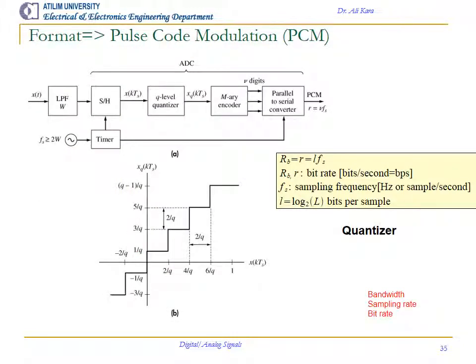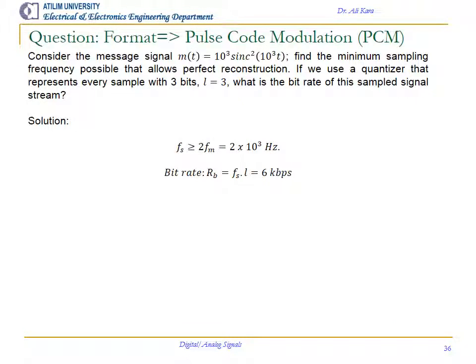Format: pulse code modulation, PCM. Here is a block diagram of an analog to digital converter. Question: format: pulse code modulation, PCM. Consider the message signal m(t) = 1000 sinc²(1000t). Find the minimum sampling frequency possible that allows perfect reconstruction. If we use a quantizer that represents every sample with 3 bits, what is the bitrate of the sampled signal stream?